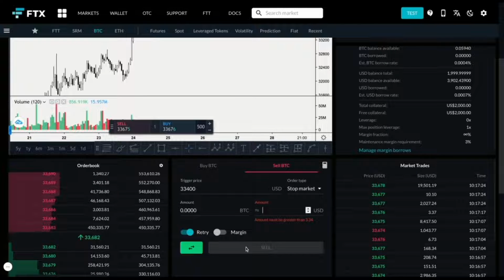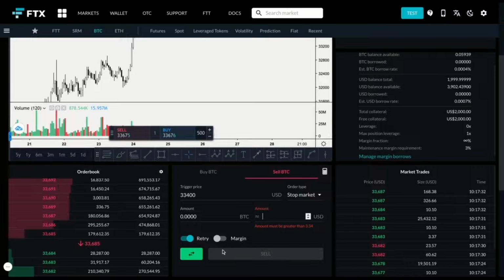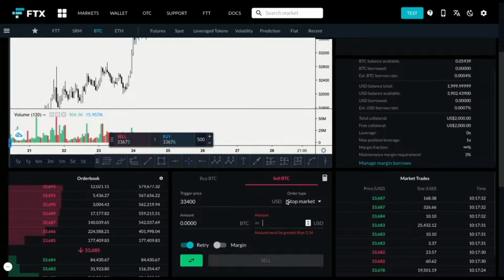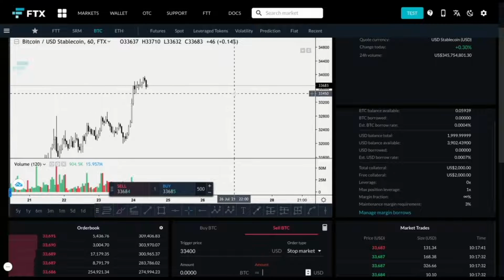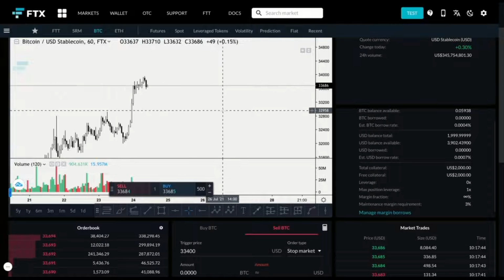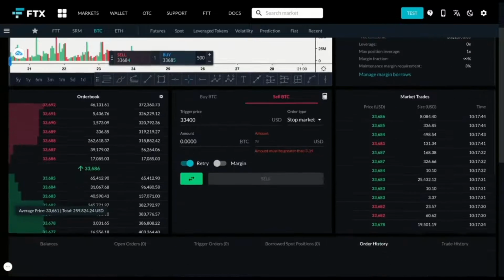It's not going to let me place it because this is a sell order on spot, so I would have to borrow the amount. So it's not going to allow me to trade it unless I click margin. But a stop market order would essentially, if it was 33,400, put an order in here, okay, which would, if triggered, sell your Bitcoin. Okay, so it's basically for protection. It's a stop loss.